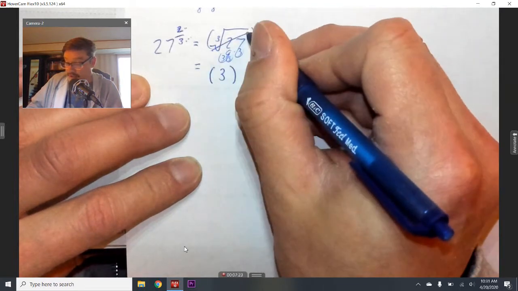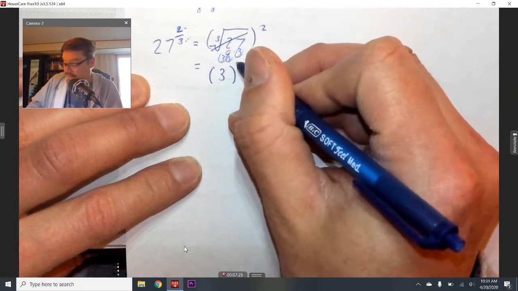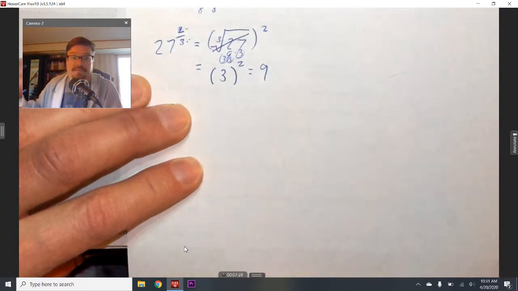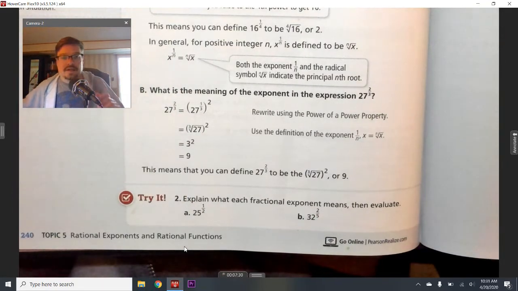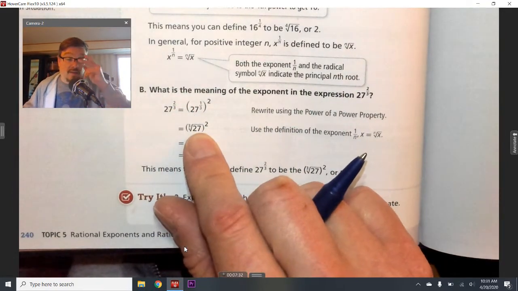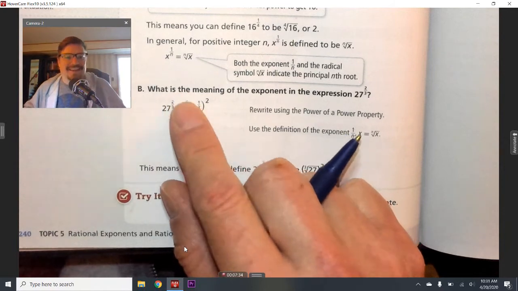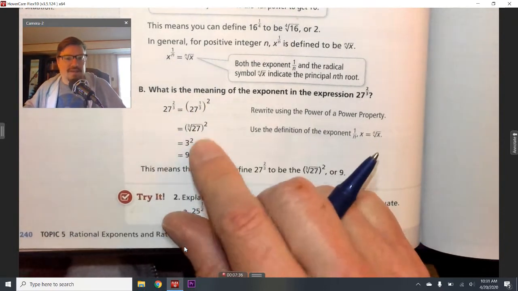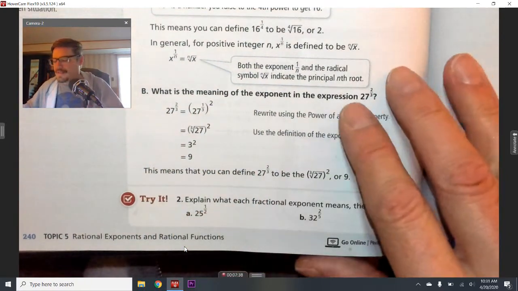This is all done now. And now I raise it to the second power, and that gives me 9. Your textbook actually does do it that way, so that's good. Take that third root first, and then raise it to the power. All right, so that's example 2.